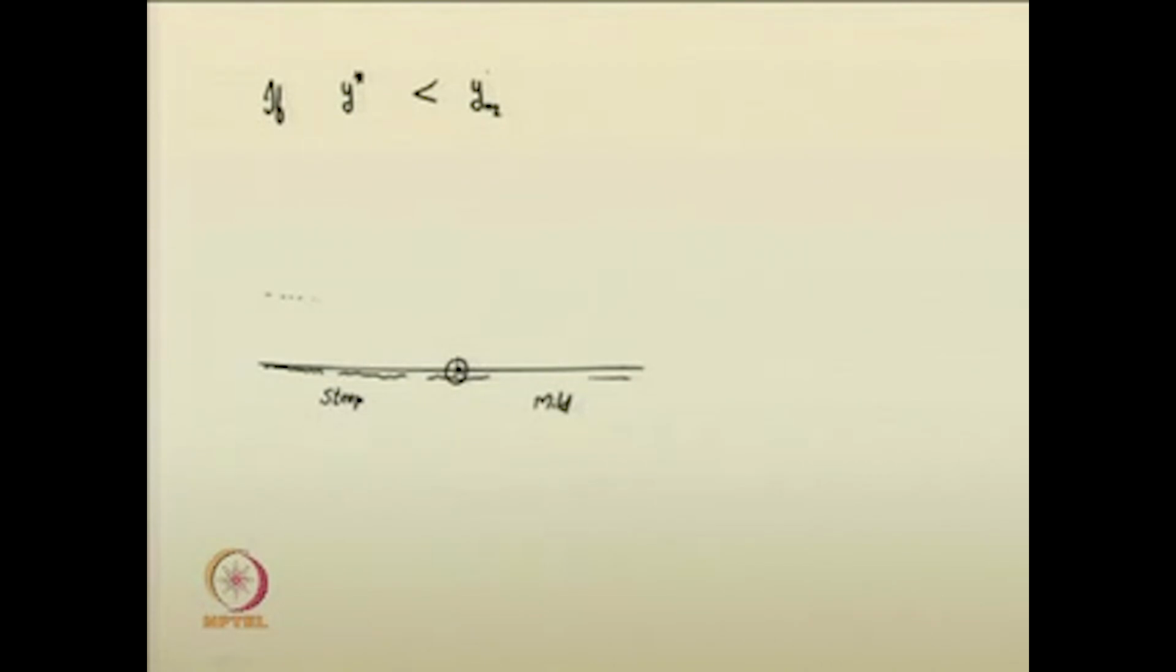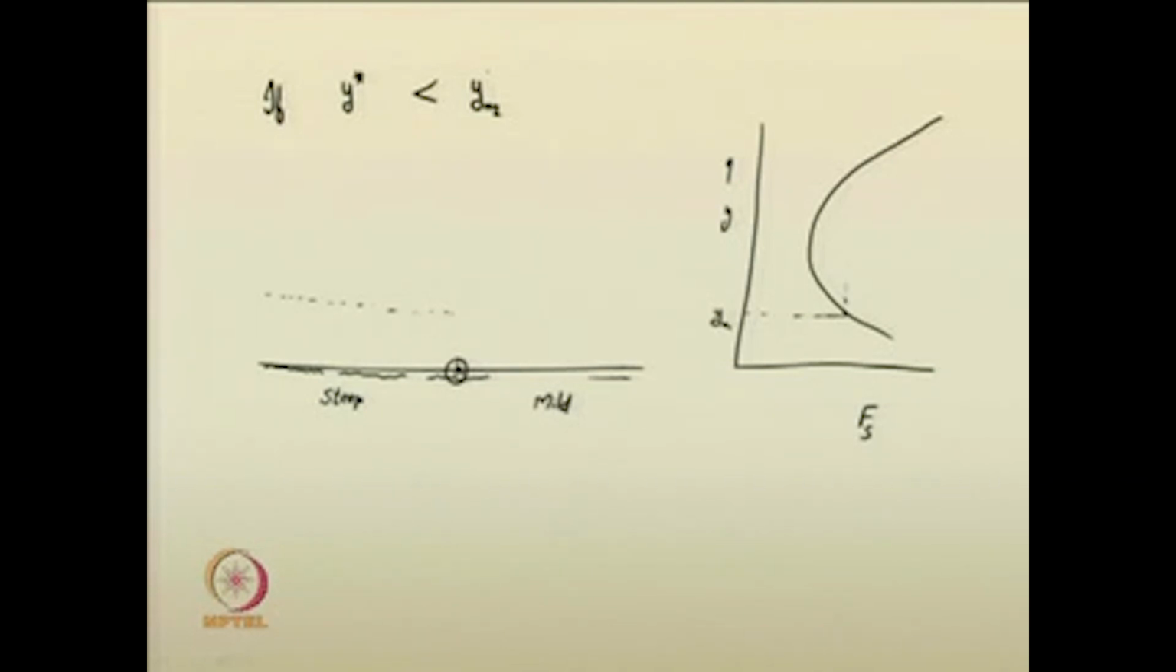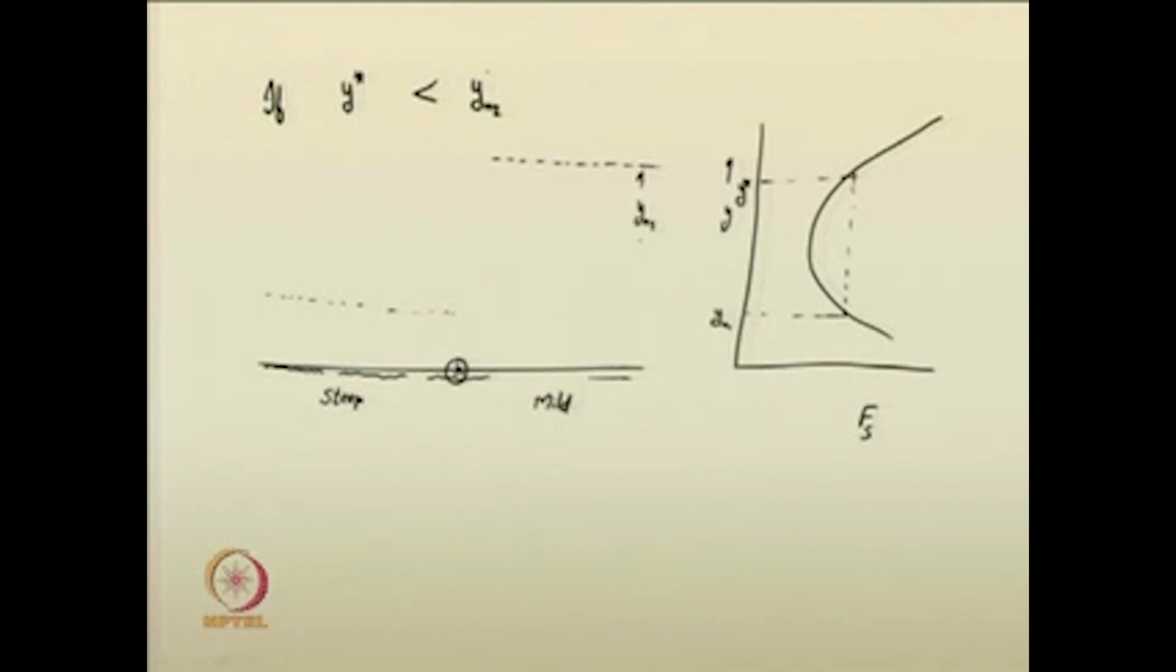You have the normal depths. I am just drawing the specific force versus depth curve, something of this sort. Say this is your yn1 and the corresponding y star, this is y star, and this is the normal depth in the downstream section or the post jump section, yn2.